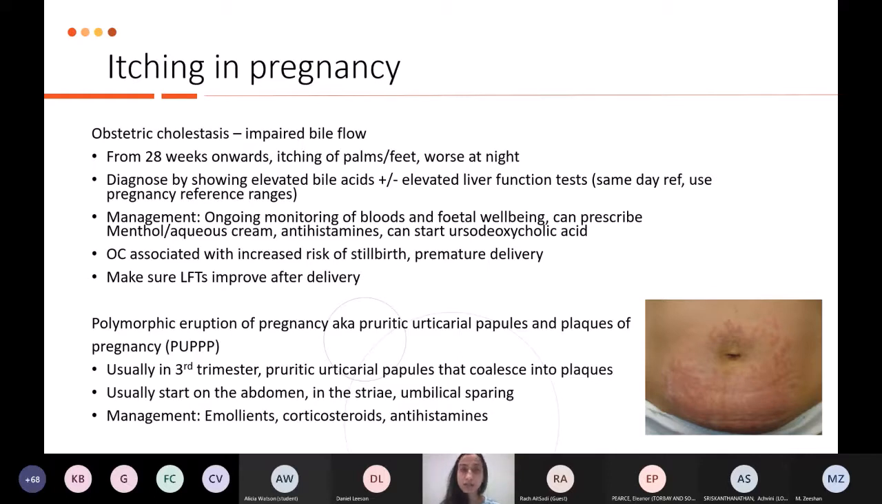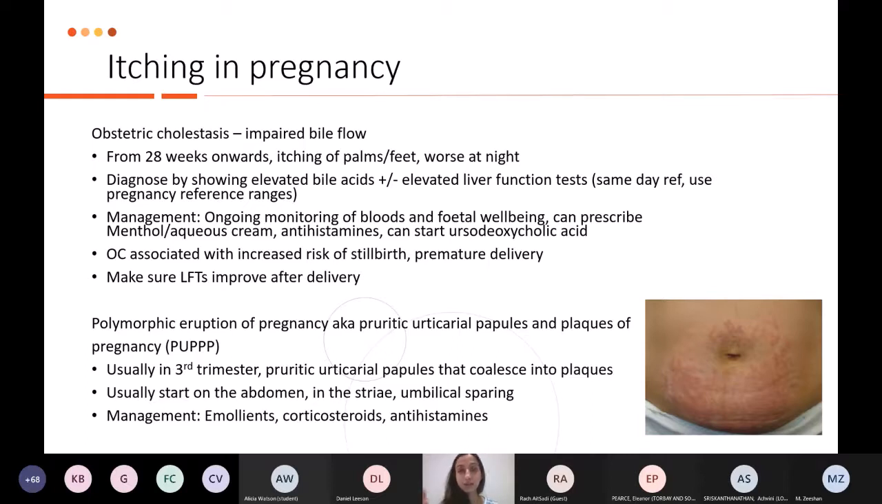So you would do your bloods, and then if you recognize actually this lady's got raised bile acids, you would then want to first monitor the fetal well-being. So usually what happens, in practice, is women turn up to maternity triage, we examine them, we examine where the rash is or where the itching is. We ask her about fetal well-being, so fetal movements, and we would often put them on a CTG monitor to check how the baby's doing. And the reason we do that is because OC is associated with an increased risk of stillbirth and premature delivery, which are basically two outcomes that we definitely don't want.